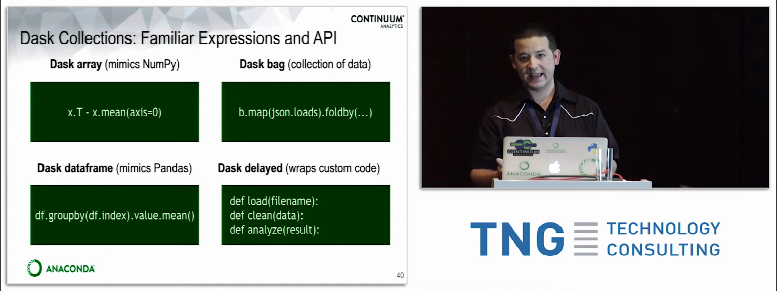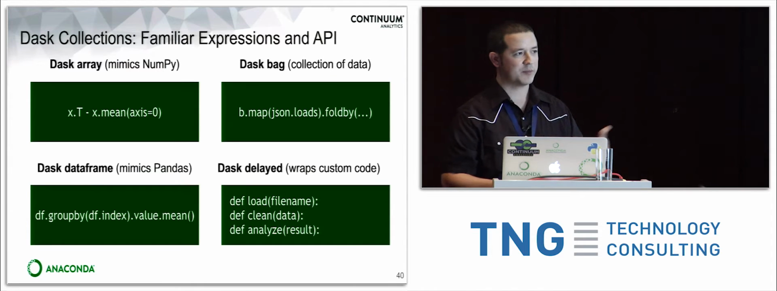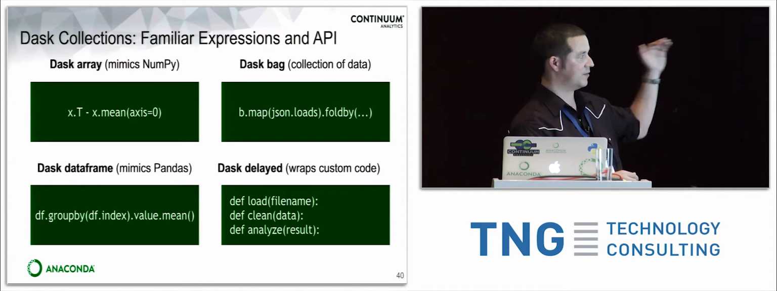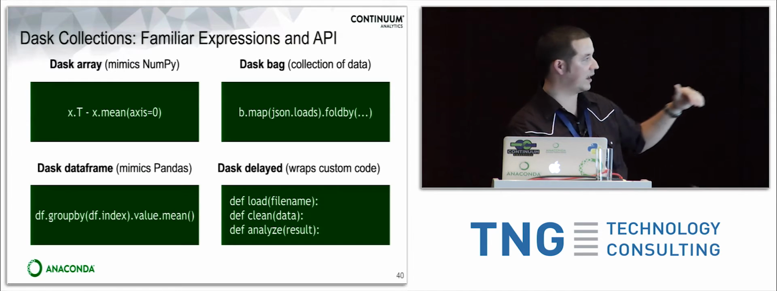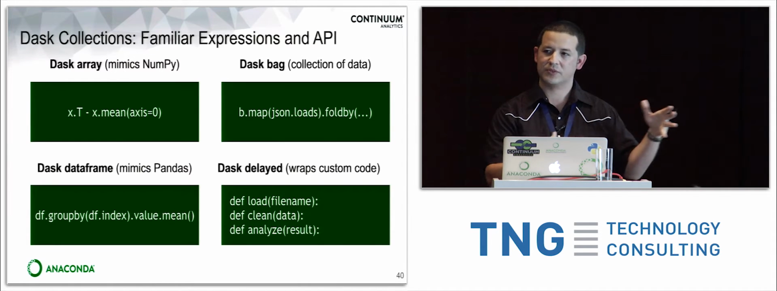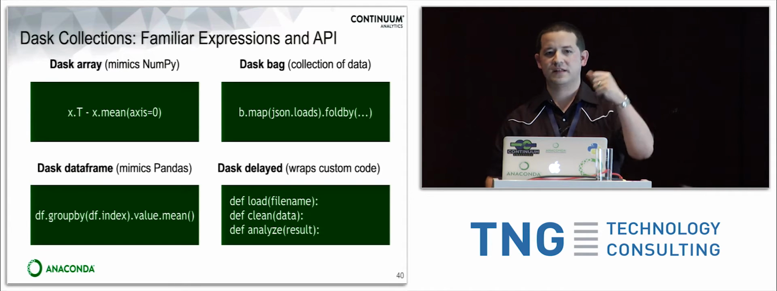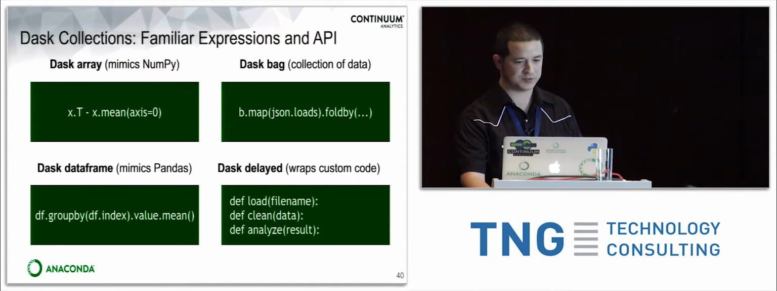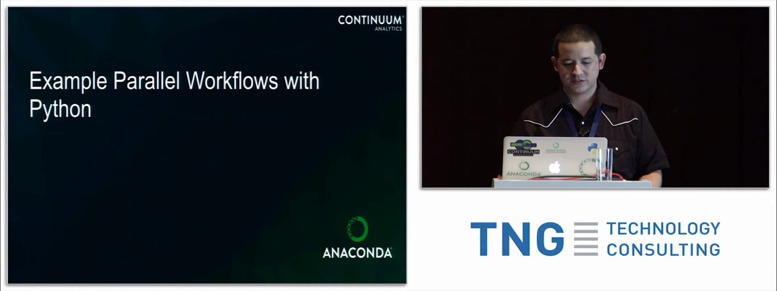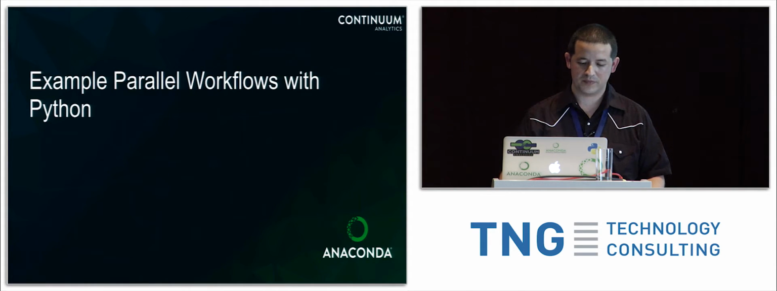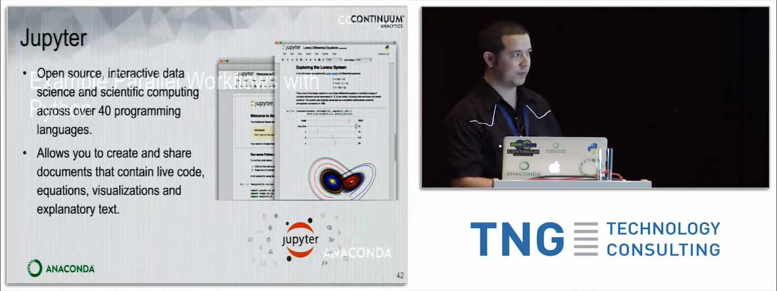And then there's Dask delayed, so I can wrap custom code. I might have my own custom code that has definitions for loading the data, cleaning the data, analyzing the data. I can wrap those very easily with Dask delayed, and those are then represented as a graph that's optimized and parallelized. So it's very flexible in that regard. Now I'll talk about some example workflows of what this all actually looks like, which combine a lot of the different tools I just showed.